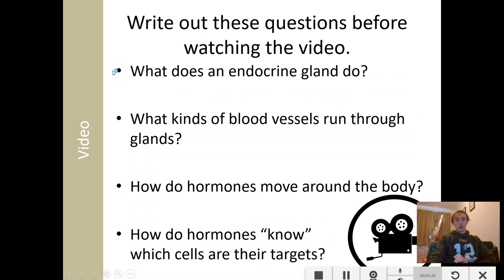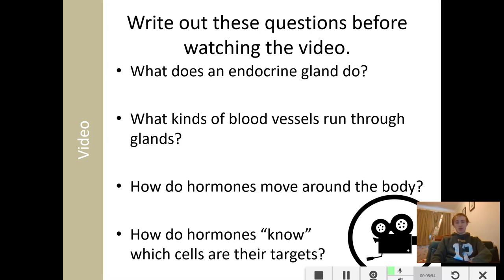So, those 4 questions then, if you didn't complete them, pause it now and complete them. I'm going to talk through the answers. So, what does an endocrine gland do? An endocrine gland releases hormones into the blood. What kinds of blood vessels run through the glands? Capillaries.